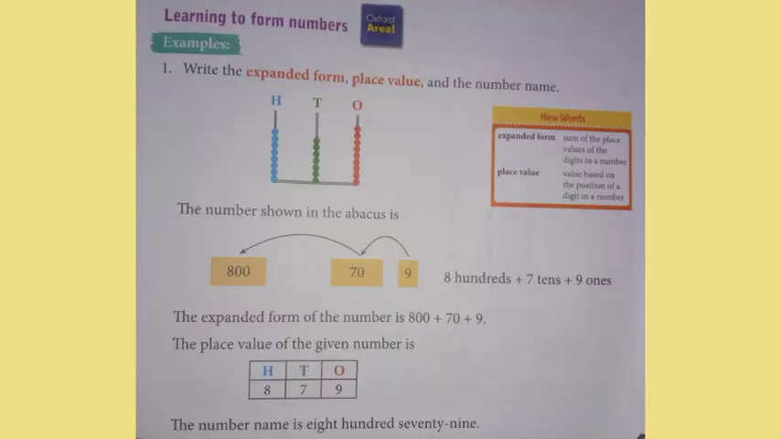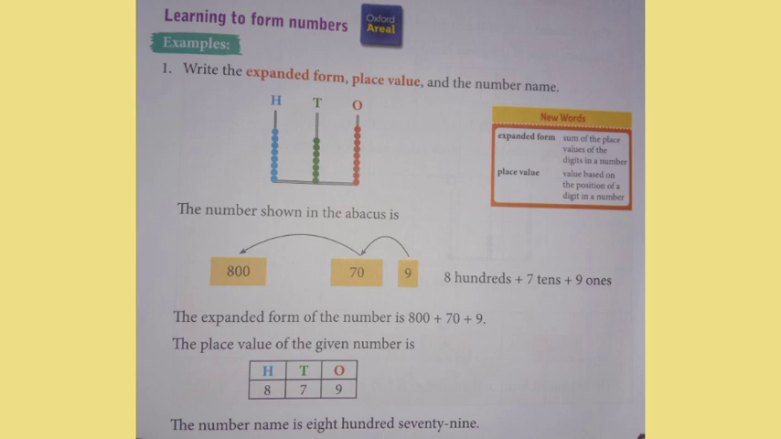Learning to form numbers. Examples. Example 1. Write the expanded form, place value and the number name. Look at the picture here. We have 8 beads in hundreds place, 7 beads in tens place and 9 beads in ones place. The number shown in the abacus is 879. It can be written as 8 hundreds plus 7 tens plus 9 ones. The expanded form of the number is 800 plus 70 plus 9.